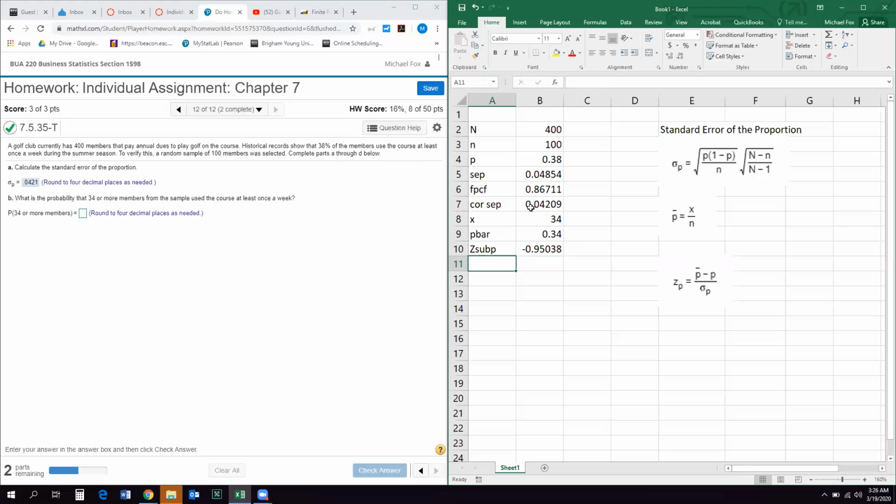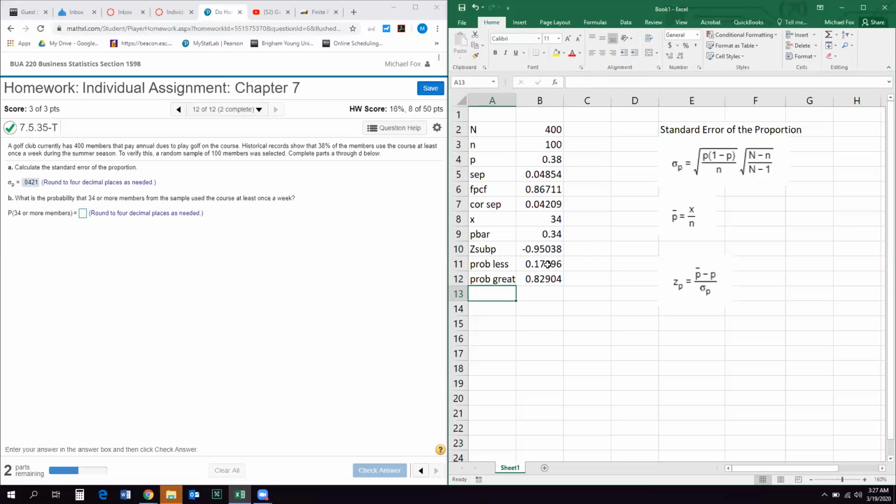So now to find the probability, remember if we use norm.s.dist, we use s when our units are z's, it gives us the z-score. We say true. So the probability that it is less than that is 0.17. So the probability that it is greater is going to be 1 minus the probability of less than.